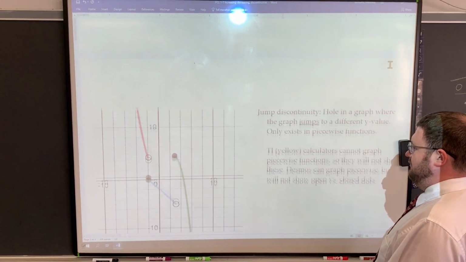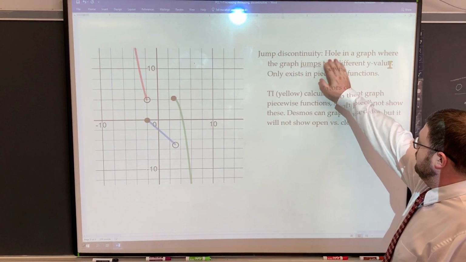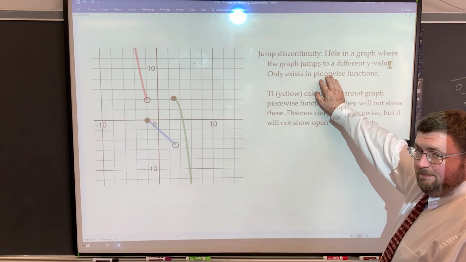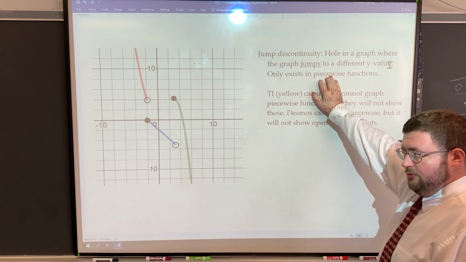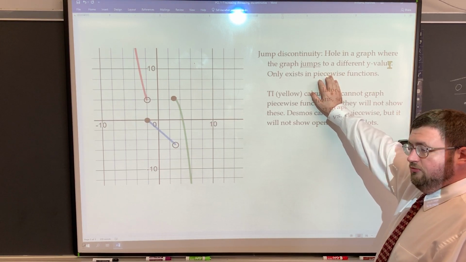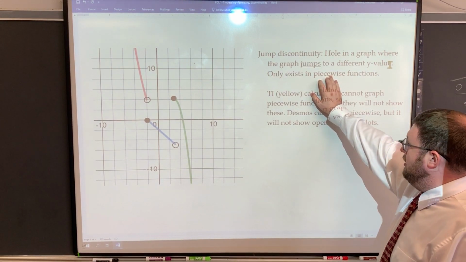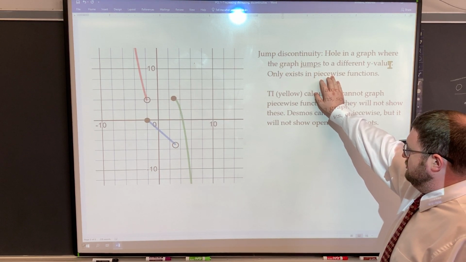The last type of discontinuity is a jump discontinuity. It's a hole in the graph where the graph jumps to a different y value. It only exists in piecewise functions. So the piecewise functions that we've been discussing lately, where we've been doing domain, we've been doing limits from graphs, we have been graphing them. This is the only time that you'll see a jump discontinuity.